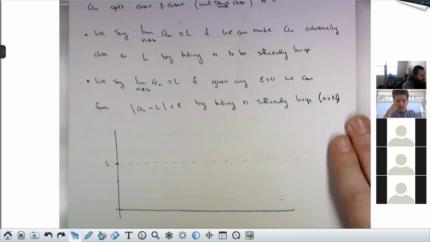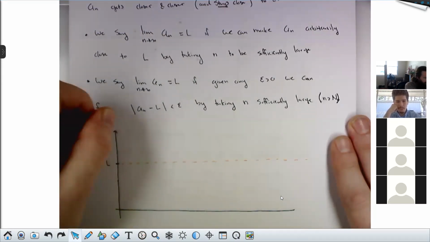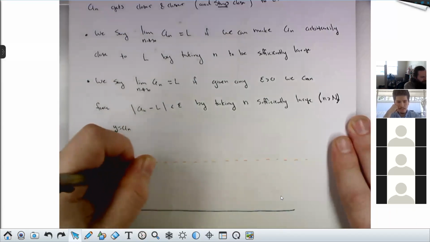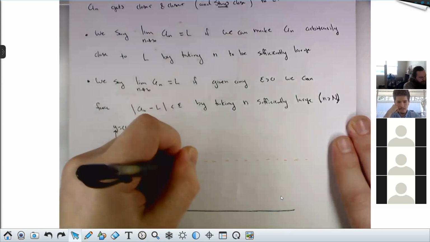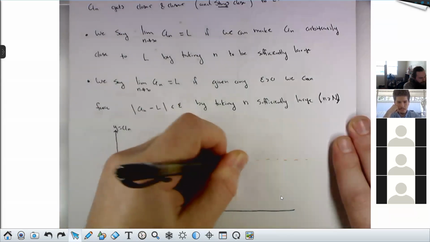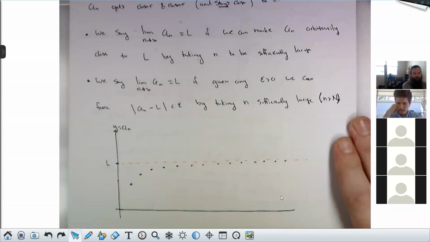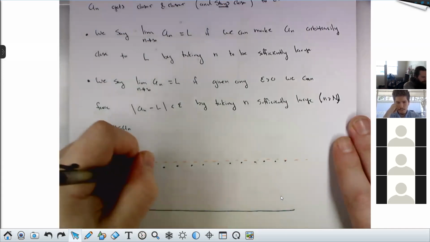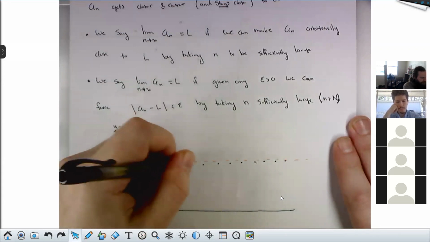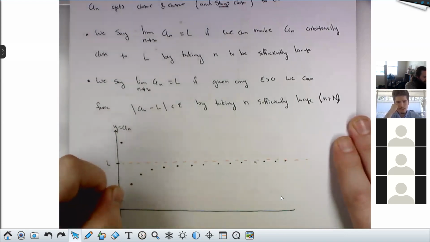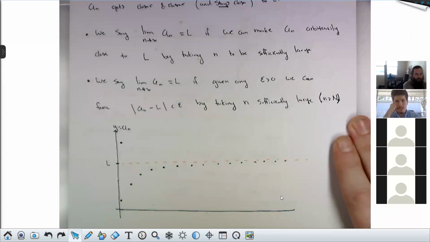To say that the limit of my sequence is L means that the dots that form the graph of the sequence get closer and closer and closer and stay close to L. That's all. I don't care what they do at first. They might jump around quite a bit. But as long as past some point, they stay very close to L, I am happy.